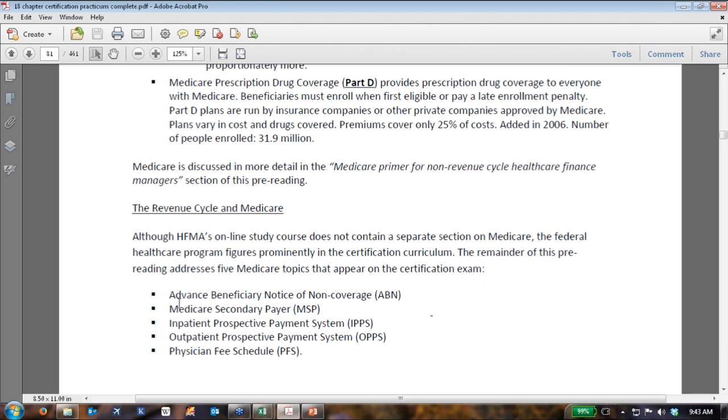Here's the long title. It's Advance Beneficiary Notice. Advance means it happens in advance of something else. Beneficiary, that's Medicare's name for a patient. And notice, okay, so we're telling the beneficiary something ahead of time. That's what an ABN does and is.